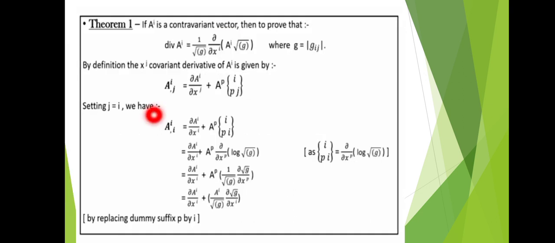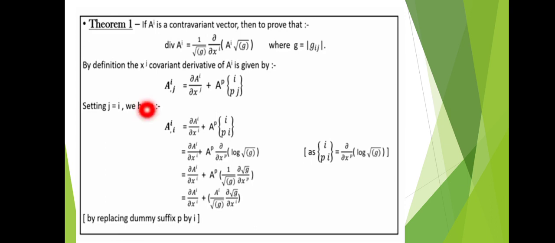Now starting with the theorems. Theorem 1 says that if AI is a contravariant vector, then to prove that divergence AI is equal to 1 upon under root G del by del xi of AI under root G, where G is the determinant of G ij. So now we have to prove this theorem.